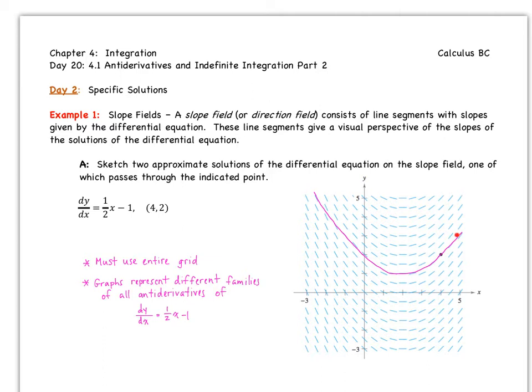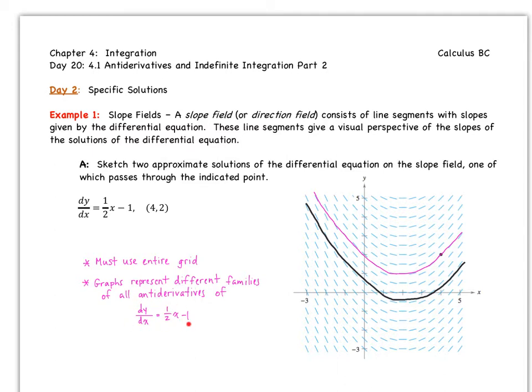For the differential equation on the slope field, one will pass through this given point, which is what I drew. You can see that I use the entire grid, and I'm just following the little line segments throughout. If we wanted to draw another one through any given point, I always start on the edge and follow through all the way to the end. One thing you have to remember with slope fields is that you must use the entire grid edge to edge. And what these represent are different families of the antiderivative.